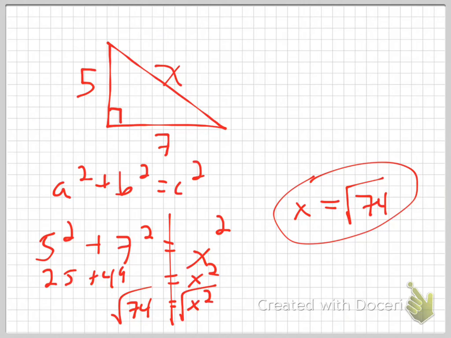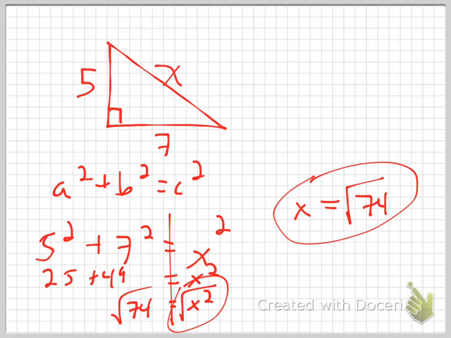Don't forget, what did we do down here? What is x squared square rooted? X. What is the square root of 74? There's no good answer, right? So you can just leave that. X does equal the square root of 74. And that is the exact answer.